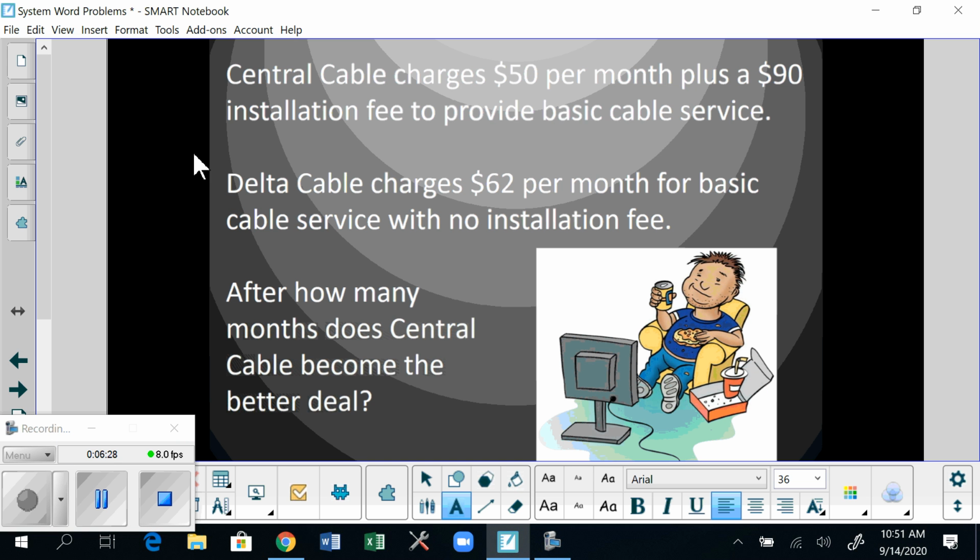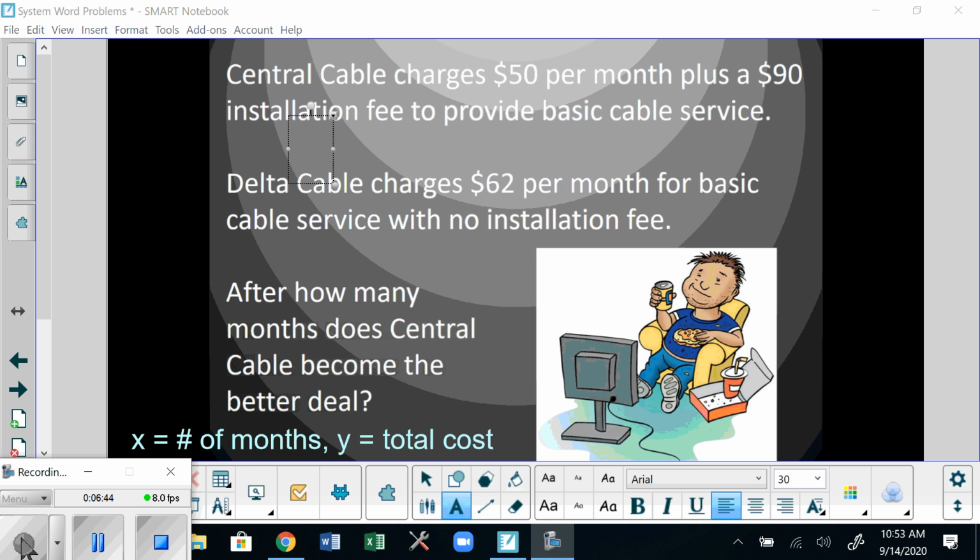So our next question, Central Cable charges $50 per month plus a $90 installation fee to provide basic cable service. Delta Cable charges $62 per month for basic cable service with no installation fee. After how many months does Central Cable become the better deal? Well, let's set our variables here. In this case, we want to know how many months it takes for these deals to intersect, and what the total cost of that deal is going to be. We're going to call these our X and our Y.